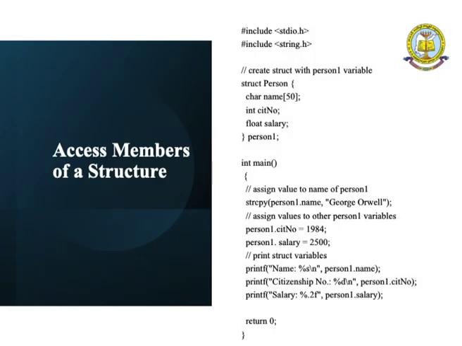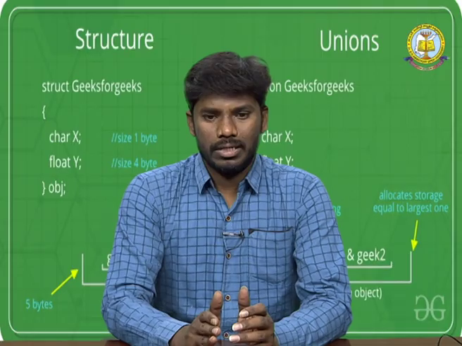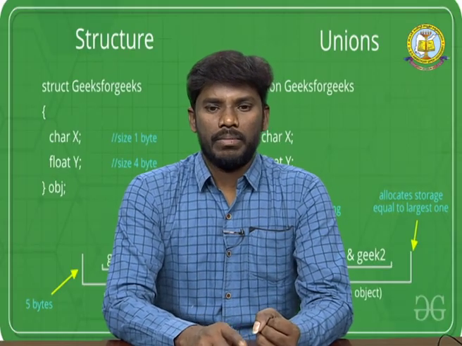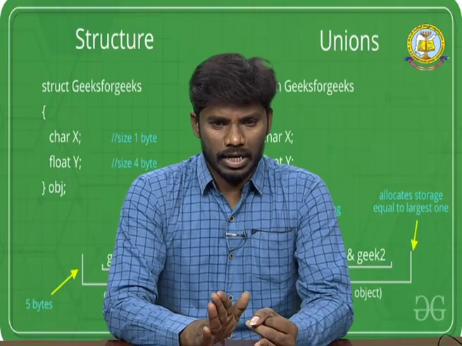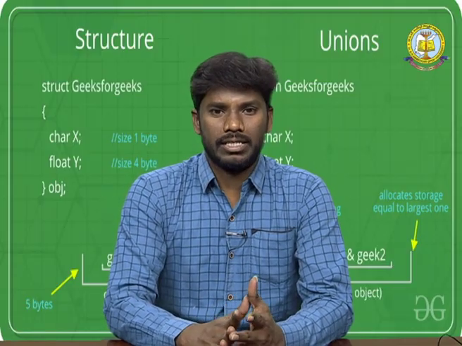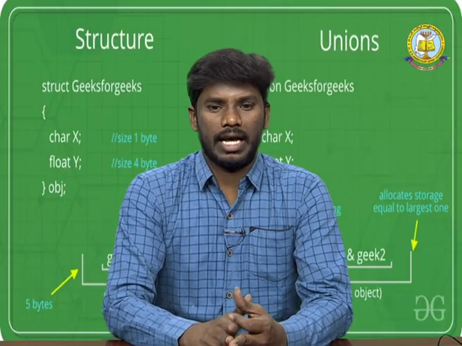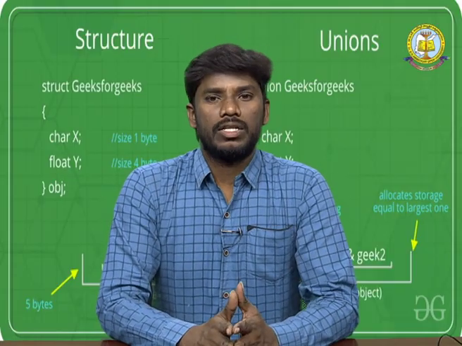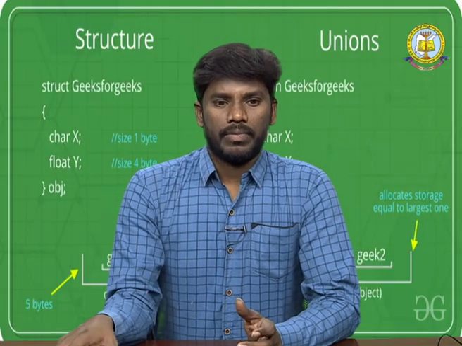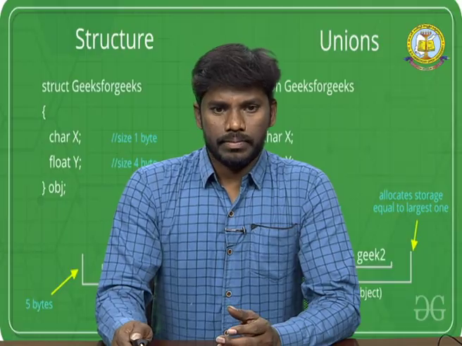Then how can you access these? As usual, I will use printf and write person1.name, and citizenship person1.citizen number, and salary person1.salary. These three, person1.name, person1.citizen number, person1.salary, will help us to access the three details of person1: his name, his citizen number, his salary. This is the way we can access the structure members.